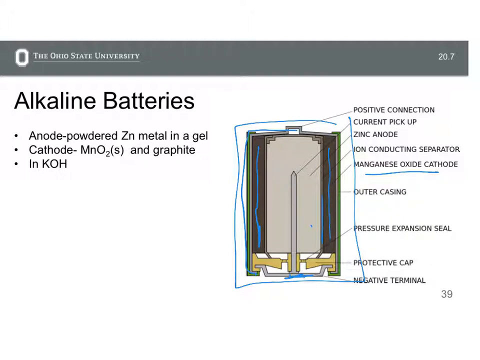So in this battery, there is zinc metal that's sort of dispersed in a gel, and that's the anode. The cathode is the manganese dioxide with some graphite, and it's all suspended in potassium hydroxide. So if you ever see an alkaline battery that has the crust on the outside, it's basically broken and leaking. It's not actually leaking battery acid, it's leaking a base. It's that potassium hydroxide.